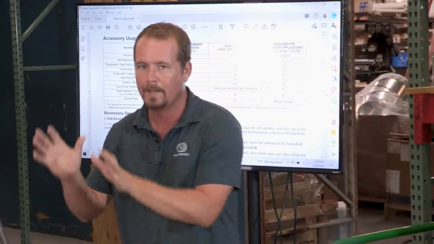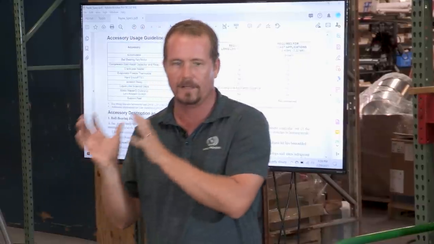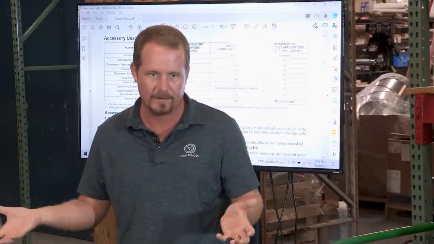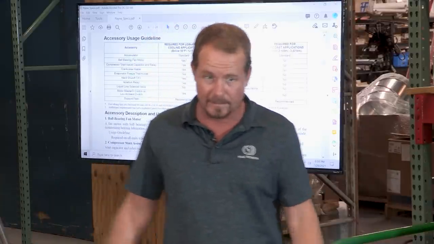People say, well, because it's what the manufacturers do, it's better. No, it's not. If it's not the factory capacitor and the factory relay, and again, it doesn't matter if it's factory or not. It matters whether or not the rating is the same as what the factory had, right? You could look it up if you wanted, but it's a lot of extra rigmarole.